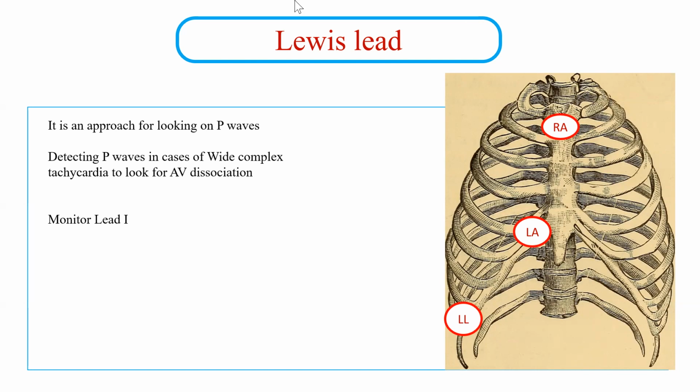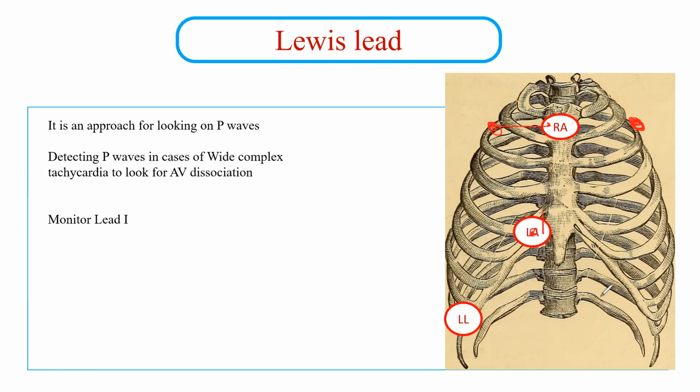So how can we do the Lewis leads? It's very easy. Let's have a look here. The right arm lead, instead of putting it on the right arm, we shift it to the manubrium. The left arm lead, instead of putting it on the left arm, we shift it down to the fifth intercostal space at the right sternum border.